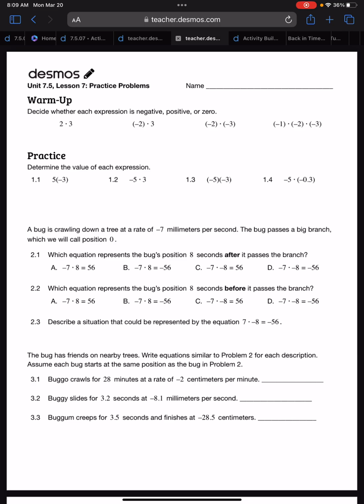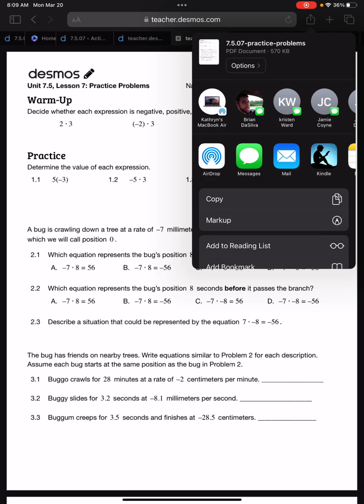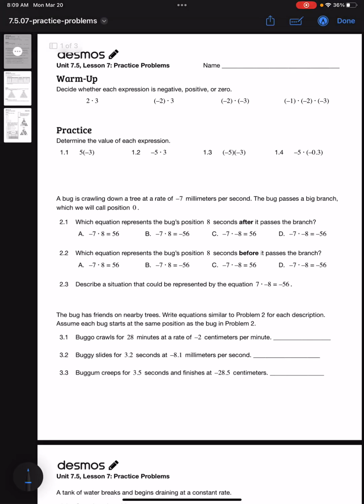It says decide whether each expression is a negative, a positive, or zero. So remember, when we are multiplying and dividing with integers, we know a negative times a negative is a positive. We know a positive times a positive is a positive. So same signs are positive, different signs are negative.